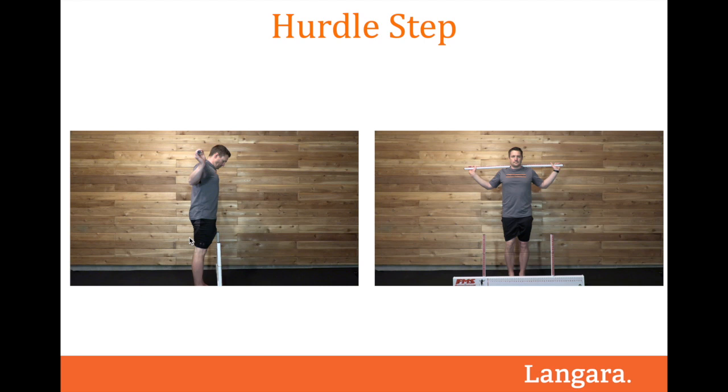Now, to score a 1, we would have to have an inability to clear the cord during the hurdle step.